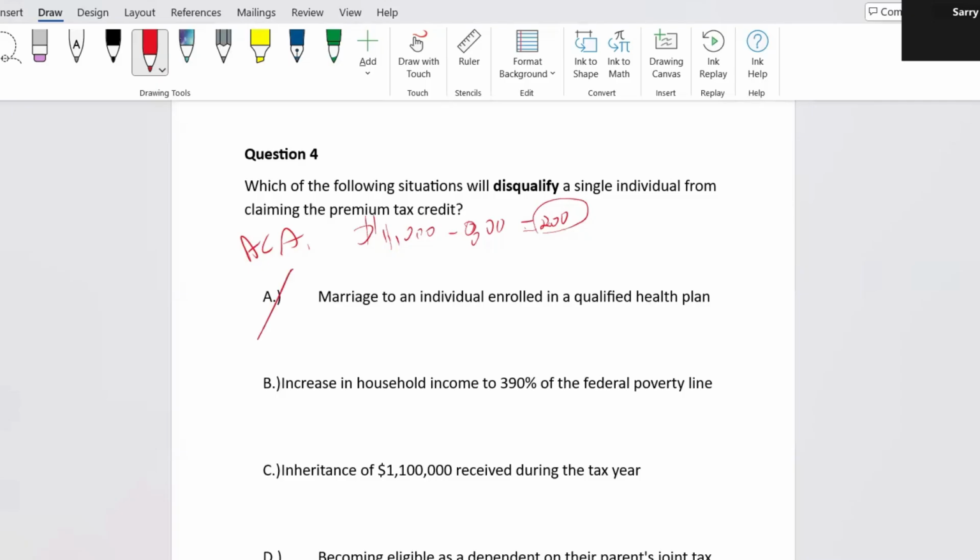Increase in household income to 390% of the FPL, federal poverty line. The rule is 300% to 400% of FPL. So they're within that range. So that would not disqualify. We would eliminate that one.